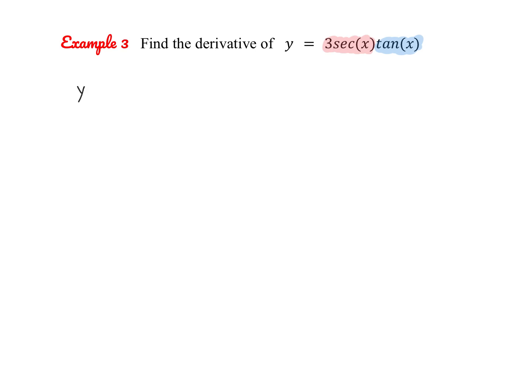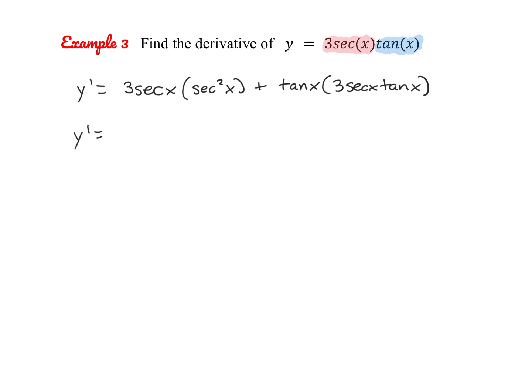So to find this derivative, we do our first function times the derivative of our second, and the derivative of tangent is secant squared, plus our second function times the derivative of our first. So we have the 3, and then the derivative of secant was secant tangent. So from here, we really just need to start simplifying.